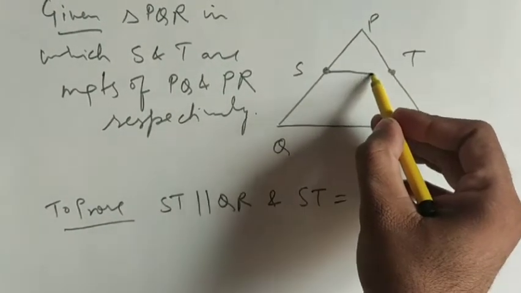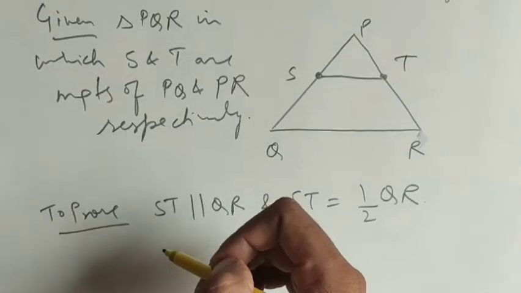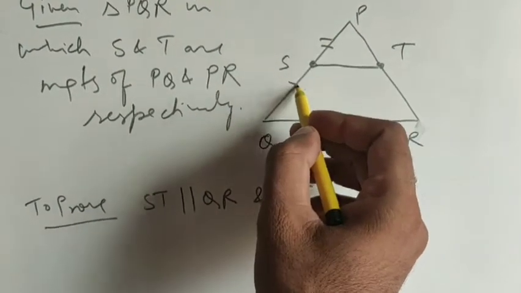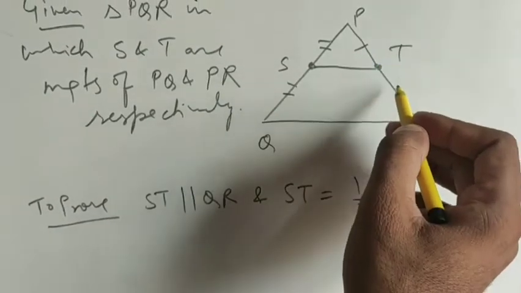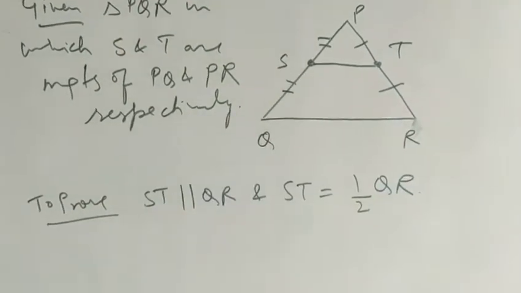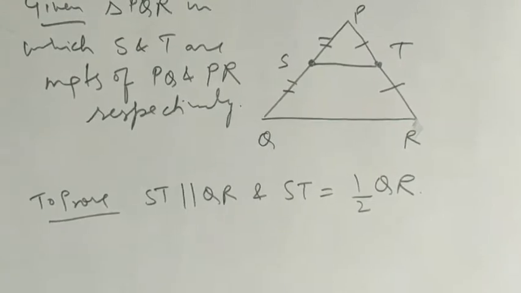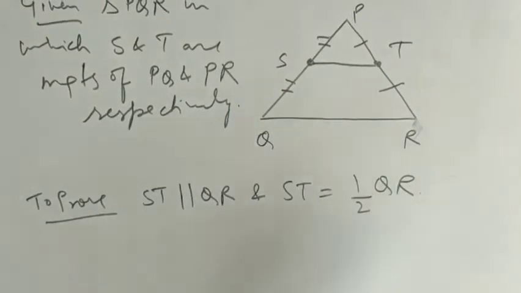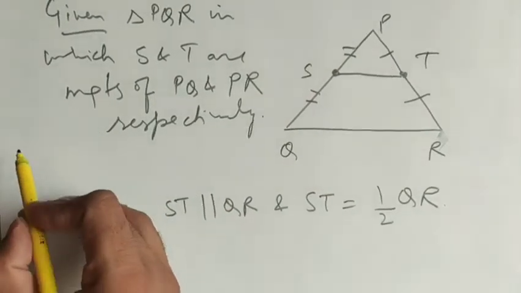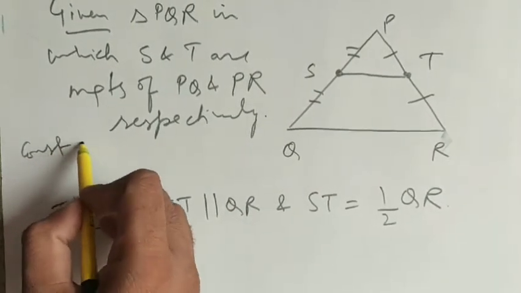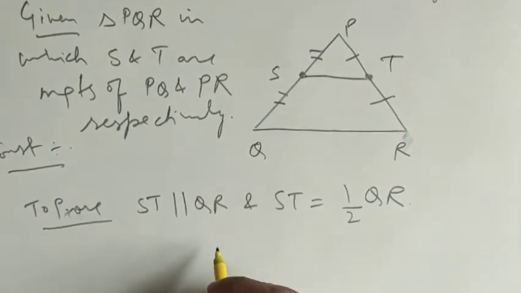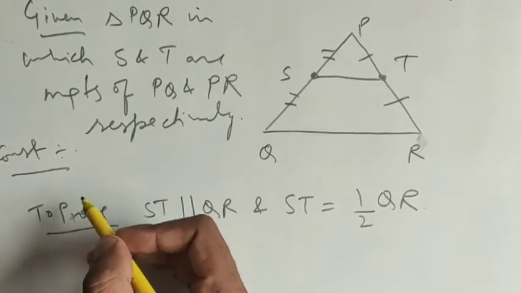Now based on this information, we only know that these two parts are equal and this part is equal to this part. So based on this information, we are not able to move further because we have nothing. So it means we have to do construction. What do we have to do? Construction.